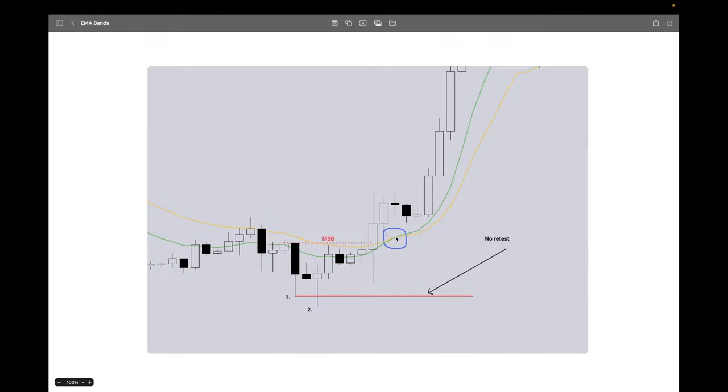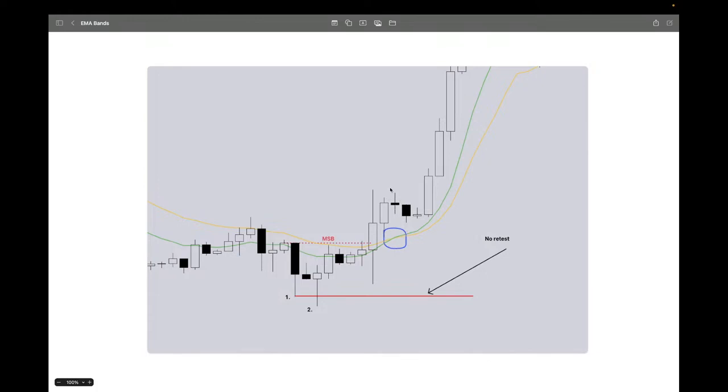Secondly, you must have a market structure break present on the same time frame. We've just talked about that. The candle before this had that market structure break. Great. Now, you place an order to go long under the candlestick that confirmed the cross.